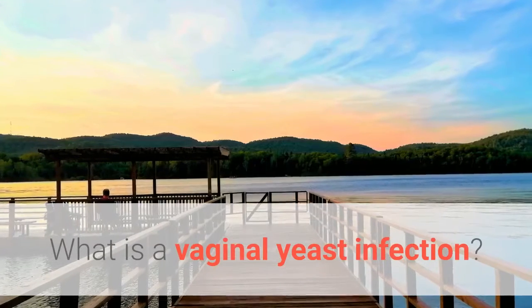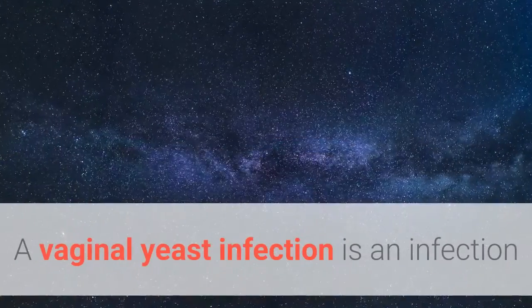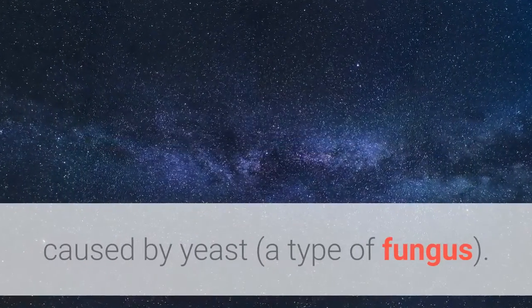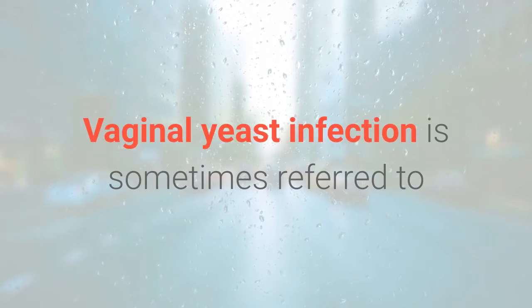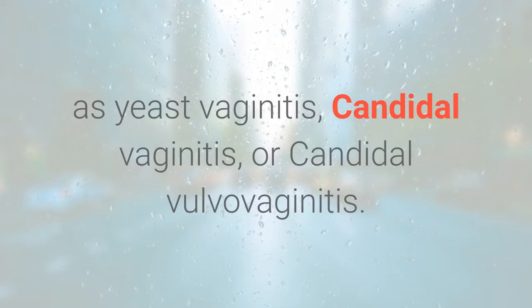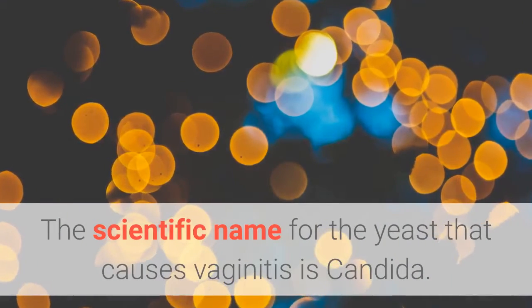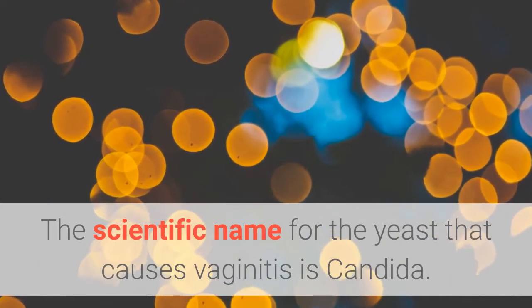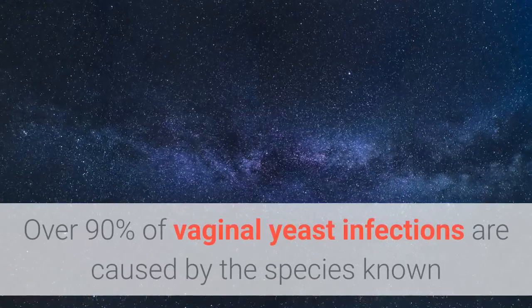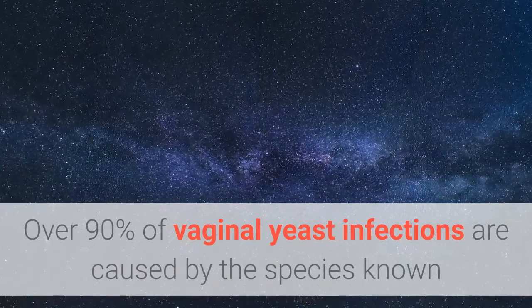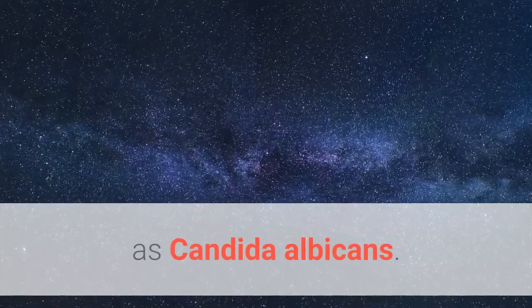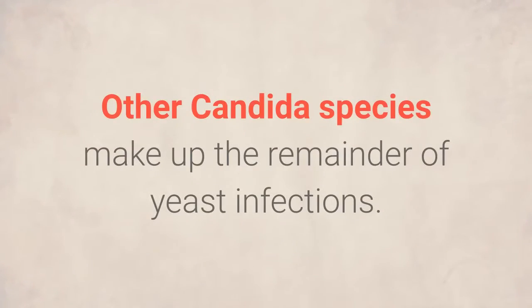What is a vaginal yeast infection? A vaginal yeast infection is an infection caused by yeast, a type of fungus. Vaginal yeast infection is sometimes referred to as yeast vaginitis, Candidal vaginitis, or Candidal vulvovaginitis. The scientific name for the yeast that causes vaginitis is Candida. Over 90% of vaginal yeast infections are caused by the species known as Candida albicans. Other Candida species make up the remainder of yeast infections.